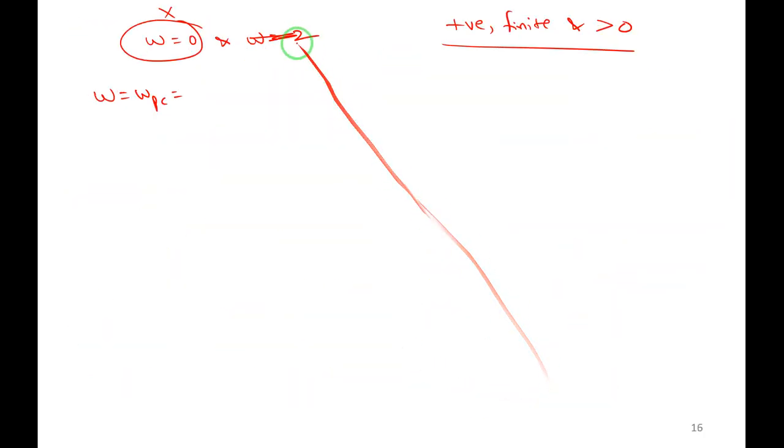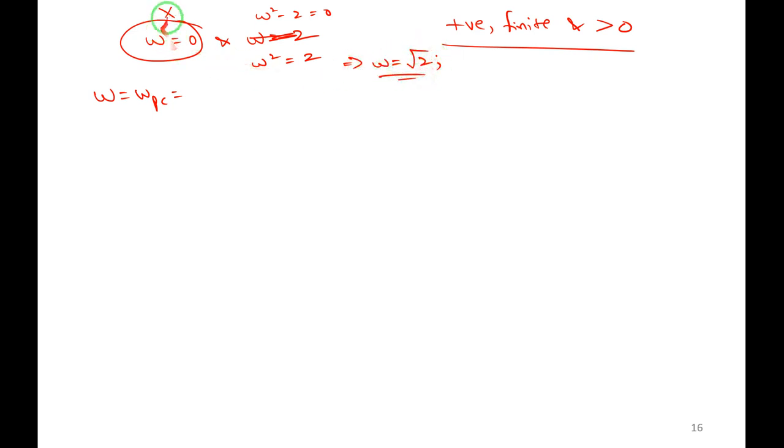Omega equal to 0 and omega square minus 2 equal to 0. So I will get omega square equal to 2, which finally gives omega equal to root 2. Omega equal to 0 is invalid because omega should be positive, finite and greater than 0. So omega equal to root 2.